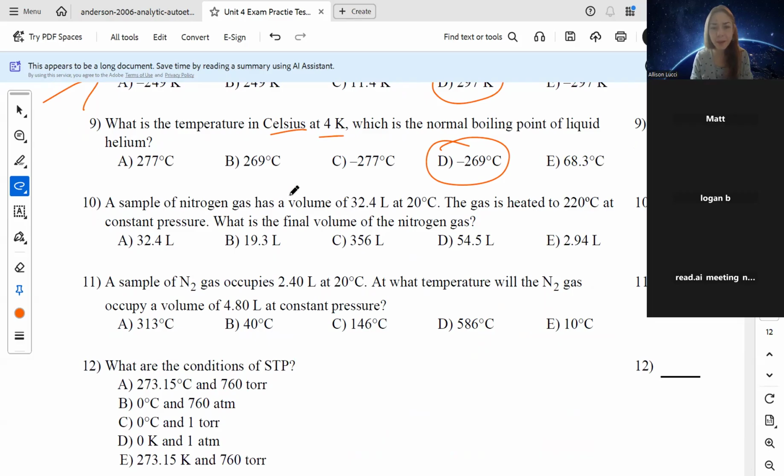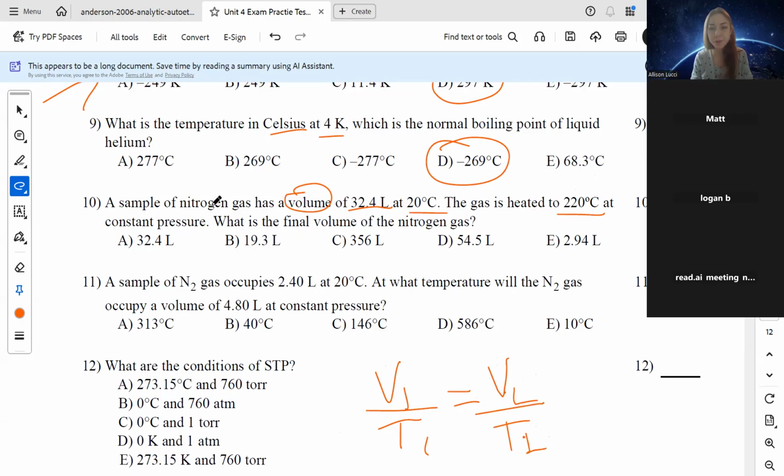All right, so now we have a volume and temperature relationship. So we have our V1, we have our T1, and this will be our T2 over here, the 220 degrees Celsius. And then we want to know our final volume. So this is our V1 over T1, Charles's law relationship, would equal V2 over T2.